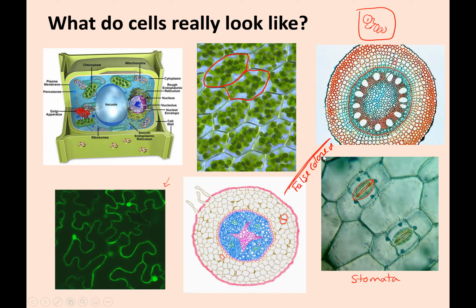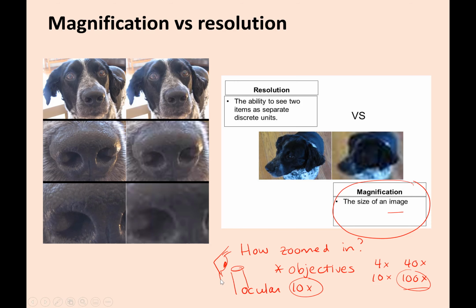And these I have not given you the magnification. So this is actually very low magnification because you can see so many different cells. This is very high magnification because you're seeing just a few cells, and the cells are huge. So going down the picture of the dog here, you get different levels of magnification.